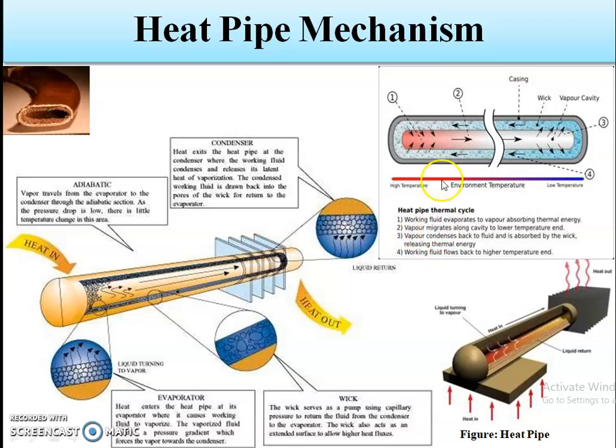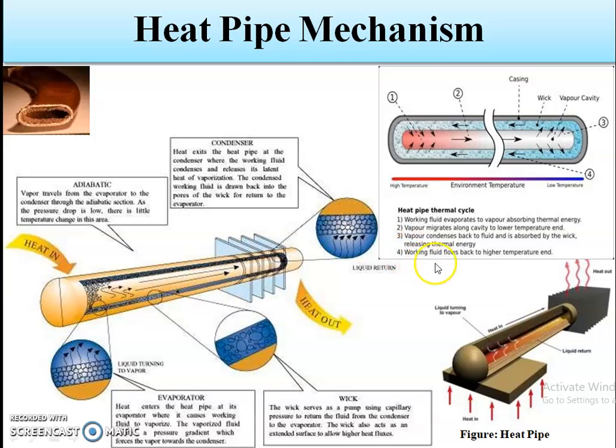In process 2, the vapor migrates from the hot body to the cold body, from the cavity to the lower temperature. The third process is that the vapor condenses back to fluid, releasing thermal energy, and it is absorbed with the help of the wick. Again that fluid is recirculated: with the help of the wick, the fluid is transferred to the hot body.